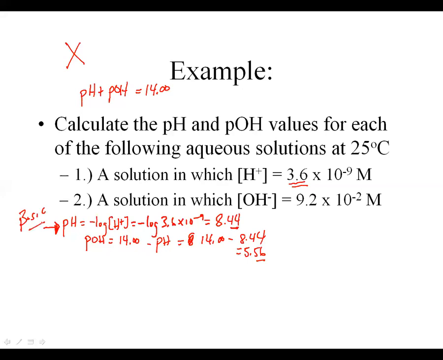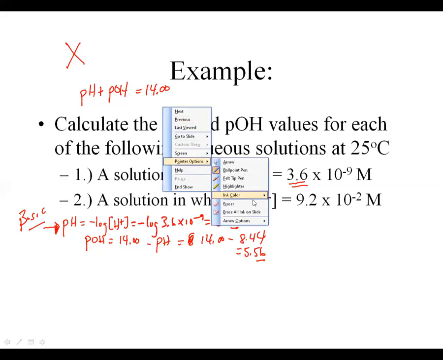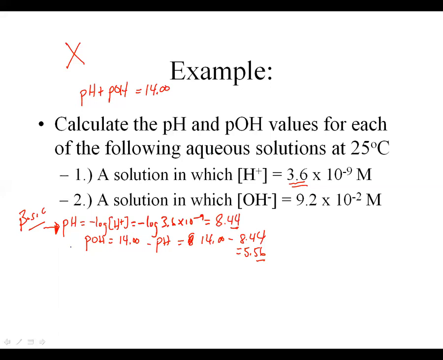Any questions on those calculations there? Now, if we look at our second one there, it's a little bit different. And what's different about it is the information that's given to us. So for number 2, we are not given the H plus concentration, but we're given the OH minus concentration. So in this particular case, it would make sense to first start out with the pOH.